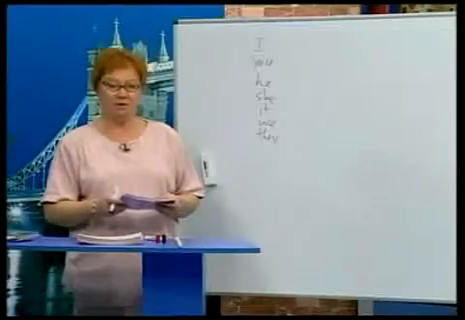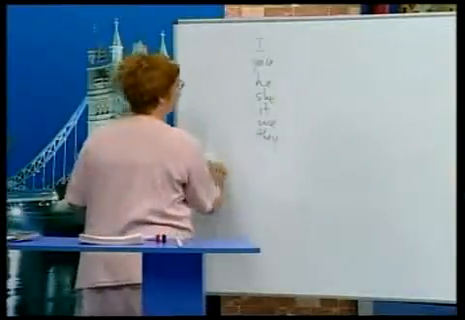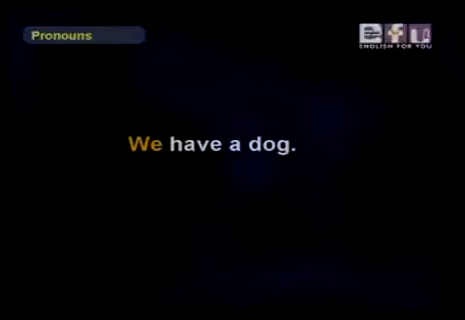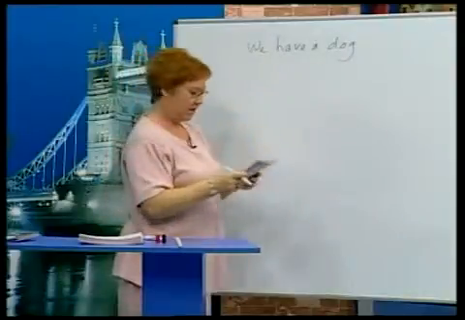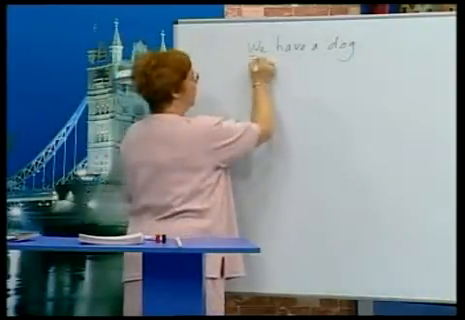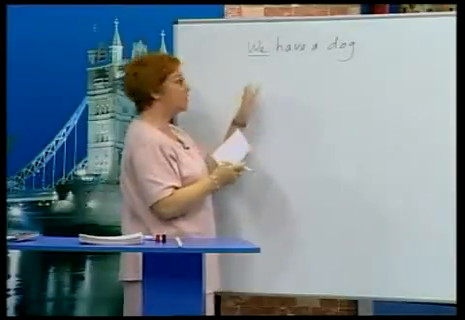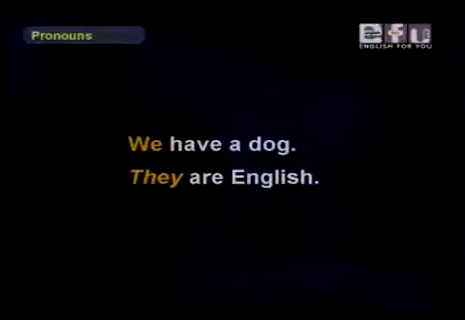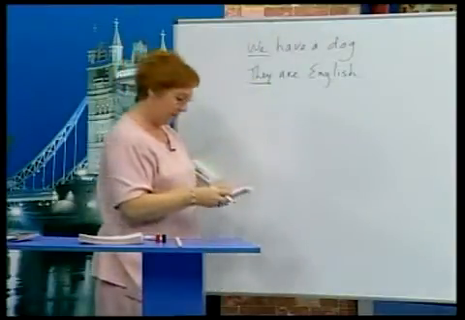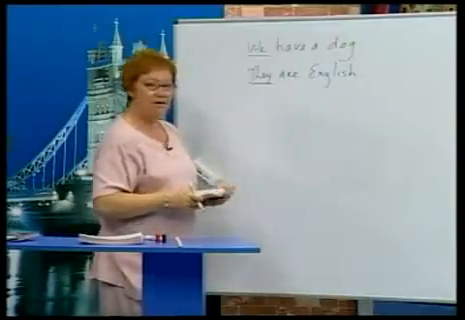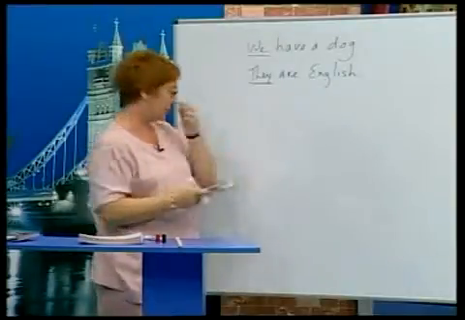We can use the pronouns to talk about the subject. Now let's look at this. We have a dog. We have a dog. All right? And here we have we, the subject pronoun. Okay? They are English. And here they is the subject pronoun. Okay? Now, we can also use pronouns to talk about objects.